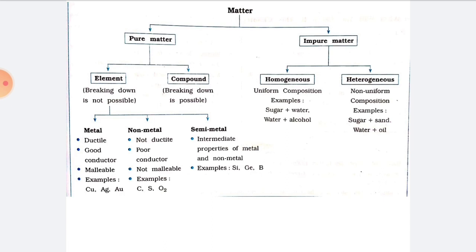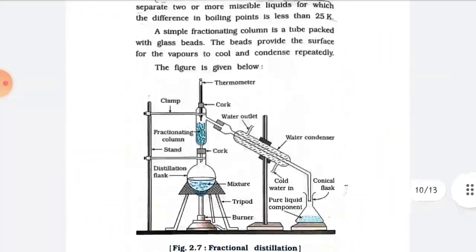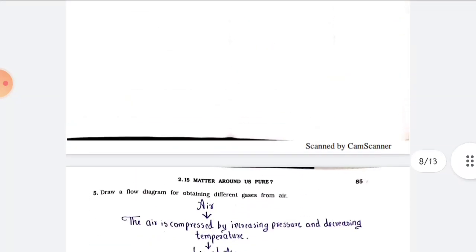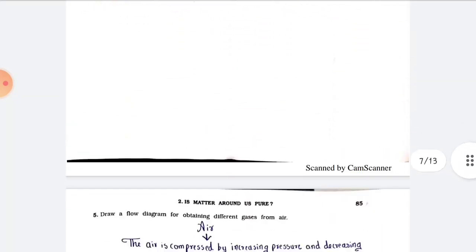Next, impure matter are divided into two categories, homogeneous and heterogeneous. So homogeneous, uniform composition. Examples, sugar plus water, water plus alcohol. Next, heterogeneous, non-uniform composition. Examples, sugar plus sand, water plus oil. So question number 4 is done.